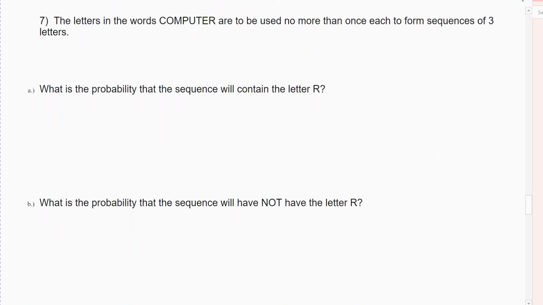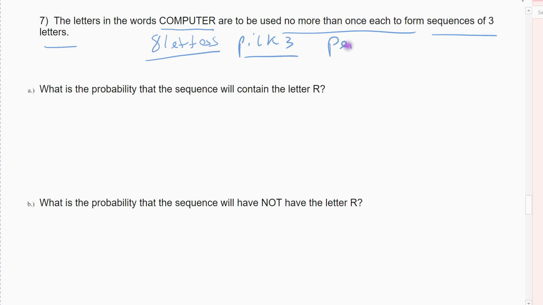Alright, the next example, which takes up the whole rest of this page, is again a sequence of letters. I picked the word computer, but I did change it a little bit. I dropped the S, if you'll notice. There are only 8 letters total, and I'm going to pick 3, no more than once each, so no repeats, a sequence of 3, and this is a permutation.